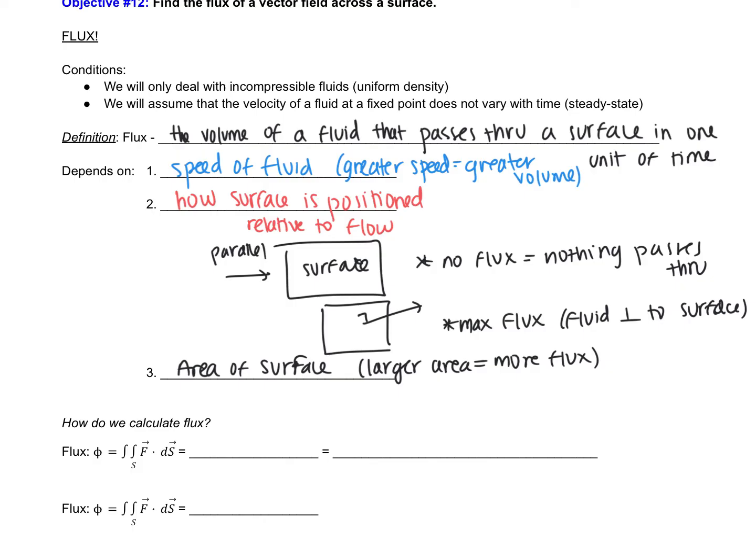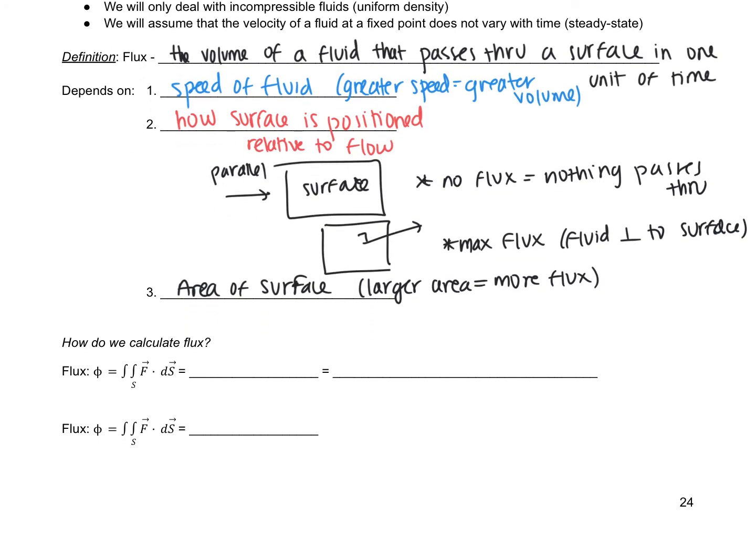So now that we know what flux is and what affects flux, let's take a look at how to calculate it. As a quick note, if you remember, with work it was the line integral of F dot dr, and that dr is what indicated to us that it was work. What's going to indicate to us that something is flux is this dS as a vector. With surface integrals, normally it's just dS, but as soon as you see S as a vector, that tells you that we're calculating flux.